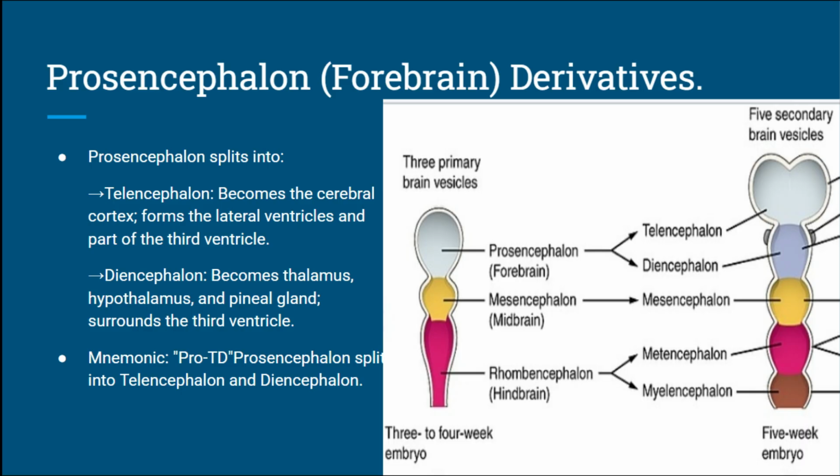On Step 1, they might throw a curveball, like asking what ventricle is associated with the cerebral cortex. That's the lateral ventricles, thanks to the telencephalon. Knowing this helps you connect the developmental origin to clinical scenarios like hydrocephalus from ventricular issues.